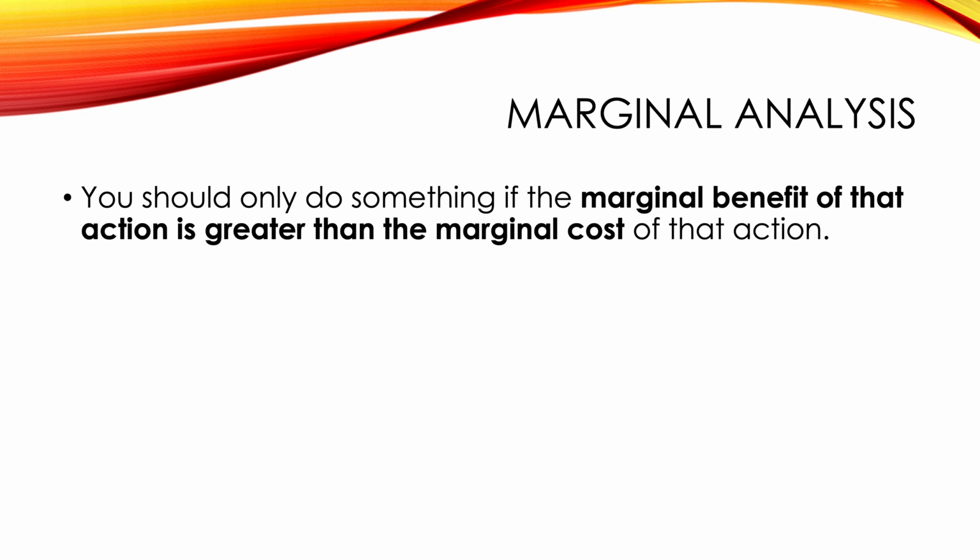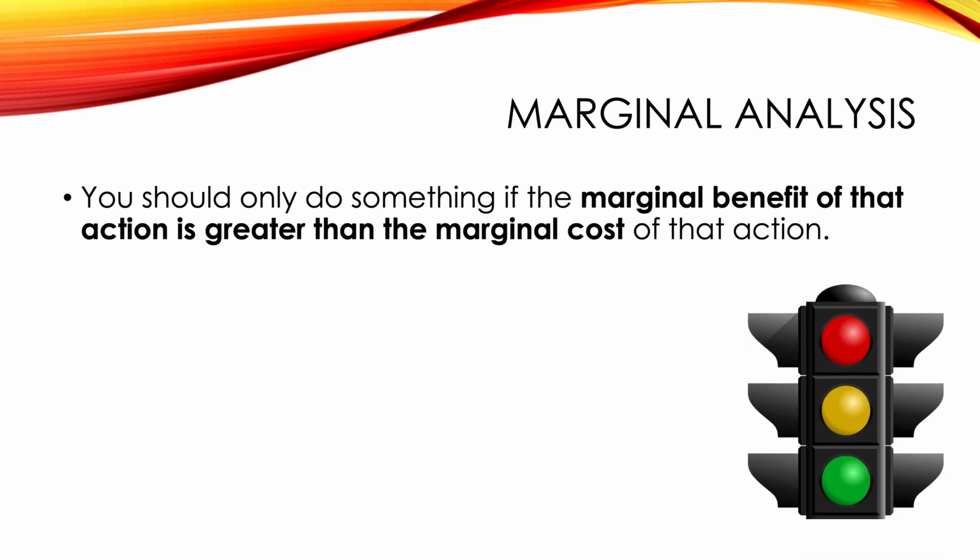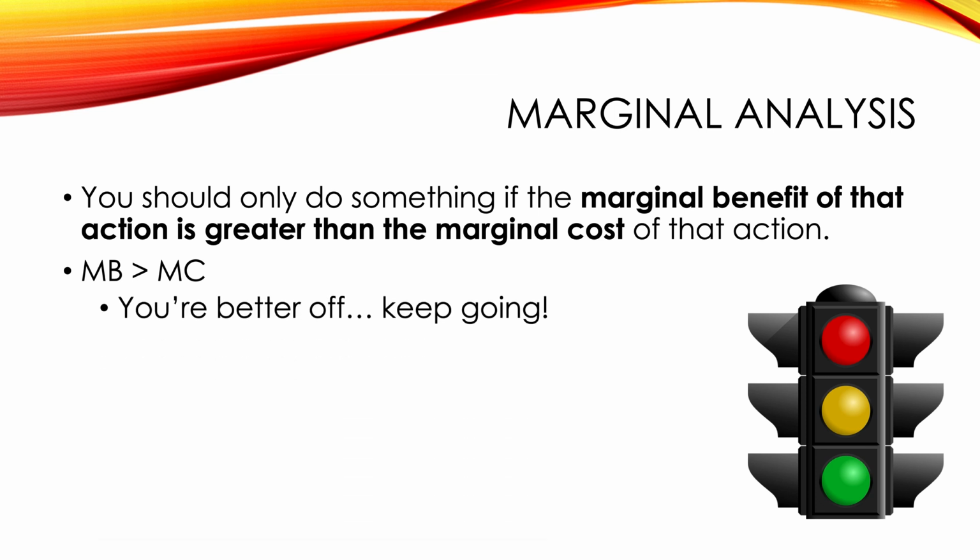If the cost is greater than the benefit, you really shouldn't do that thing. So just to put this a little bit more clearly, view it like a traffic light. If marginal benefit is greater than marginal cost, it means each time you perform that action, you're becoming better off. Your total happiness is rising. So keep going. That's a green light.